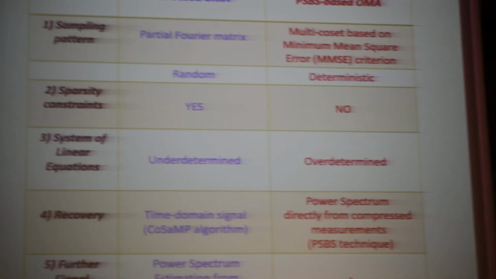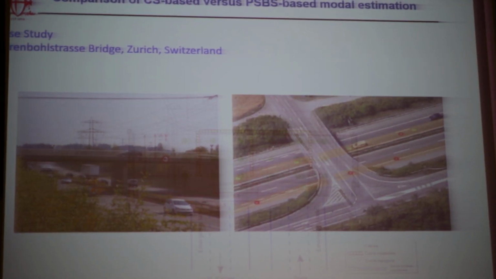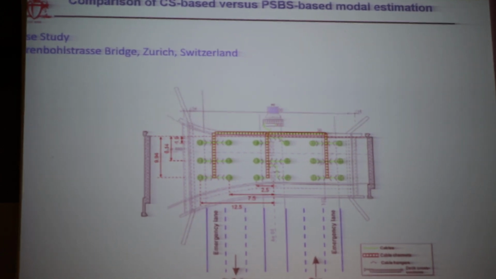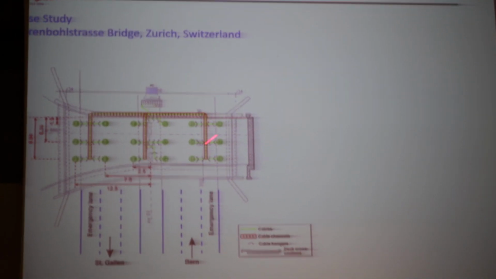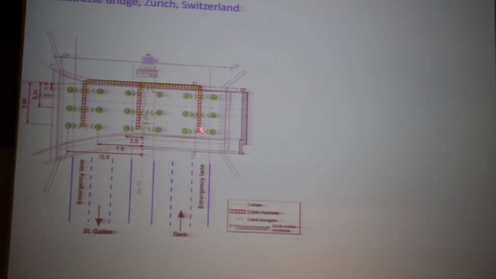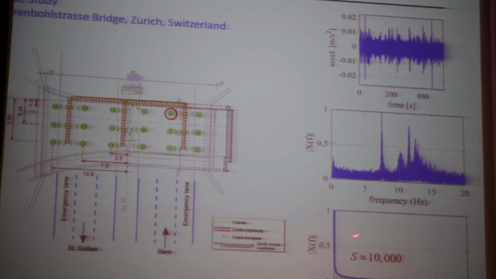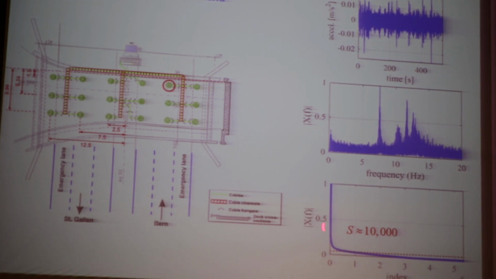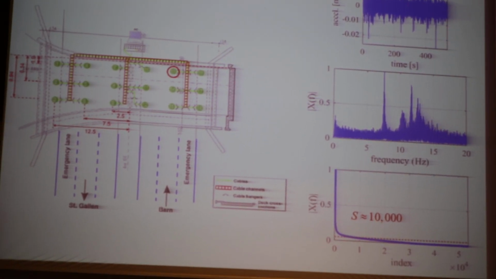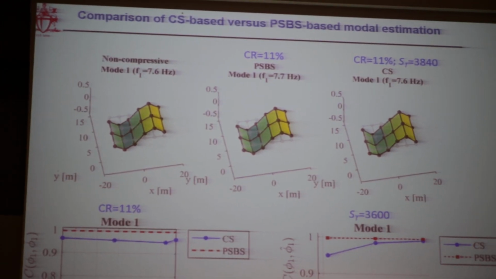Our test bed in this case is a particular bridge in Switzerland that we are monitoring. There are 18 sensors. This is the view plan of the bridge. That's the location of the sensors, and these are the kinds of signals we are getting, and that's the sparsity. So we do have strong sparsity in this case. This is what we're getting in terms of modes.